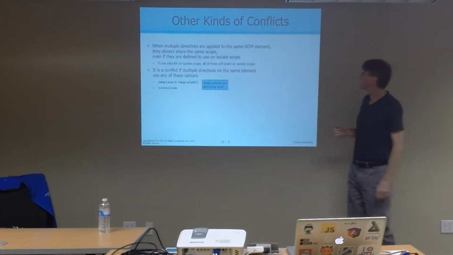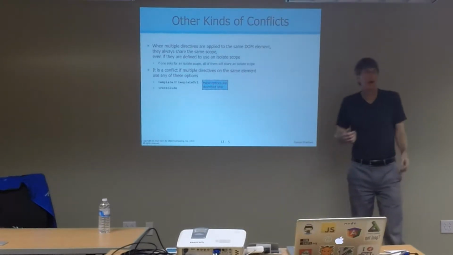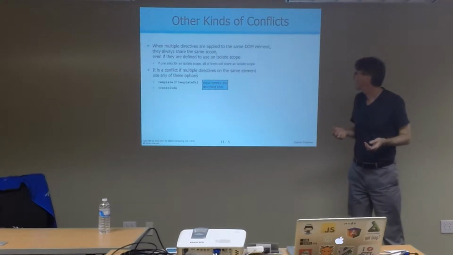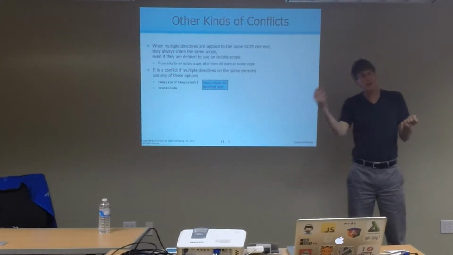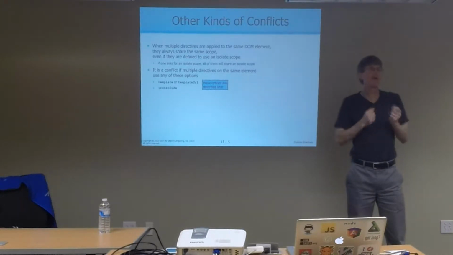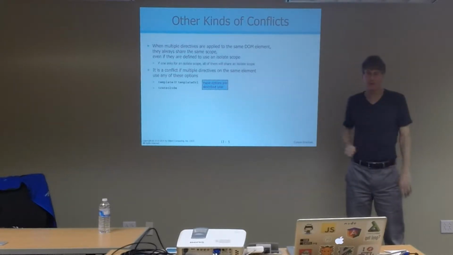Other kind of conflicts you might run into. We'll be talking in a bit about how you set up this isolate scope in a directive. But you might write a directive that uses isolate scope, and then another directive that uses isolate scope, and use them both on the same element. And what happens is that that element can only have one scope. And so even though you've asked for these isolated things, they won't be. It will create one isolate scope, and then the other directive will be sharing that one.